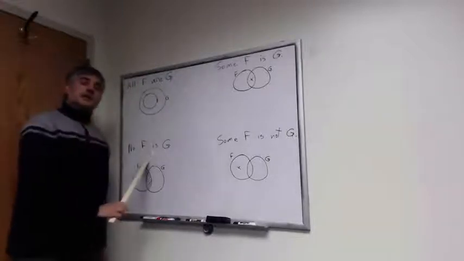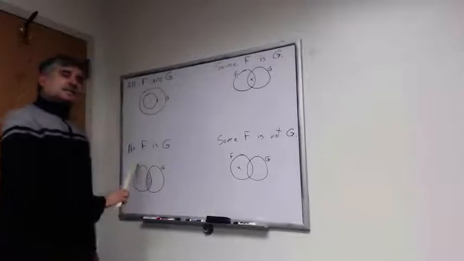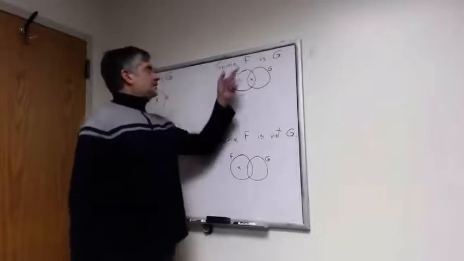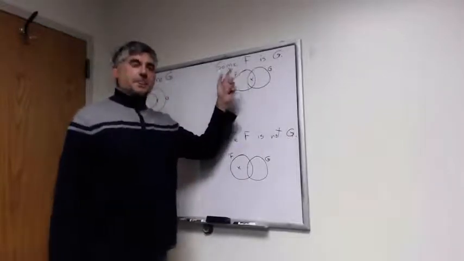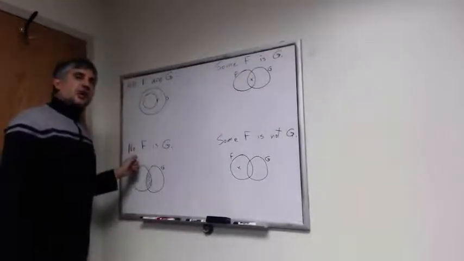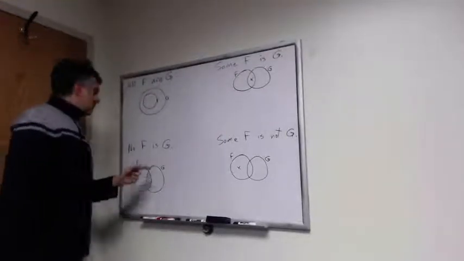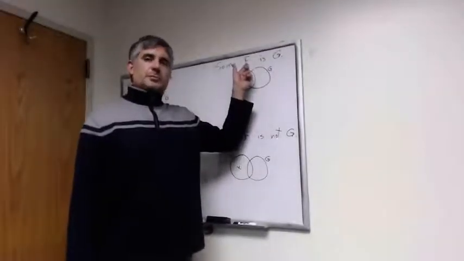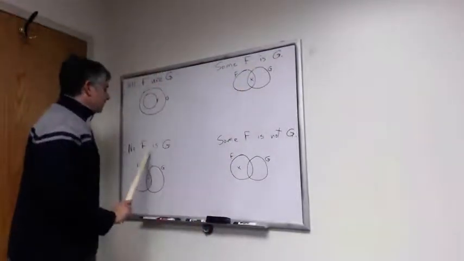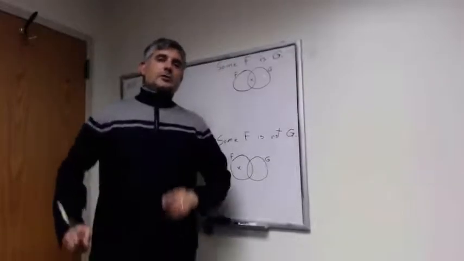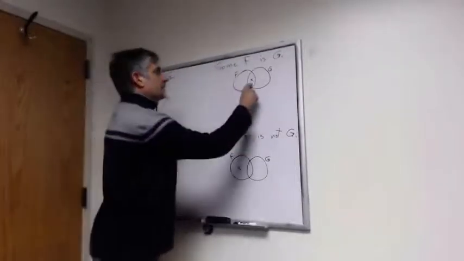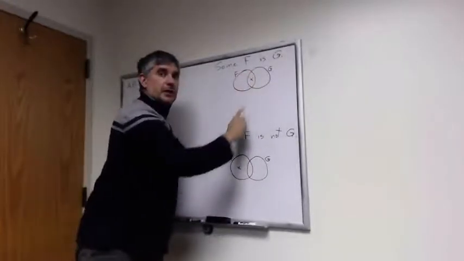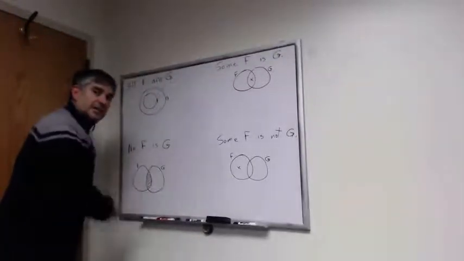So this claim right here, no F is G, is the negation of this claim right here, some F is G. If some F is G, then it's not true that no F is G. And similarly, if no F is G, then it's not true that some F is G. So these two claims are negations, and you can tell that by looking at the Venn diagrams that represent them. This Venn diagram shows you that there is something in a particular area, and this Venn diagram shows you that there is nothing in that same area.